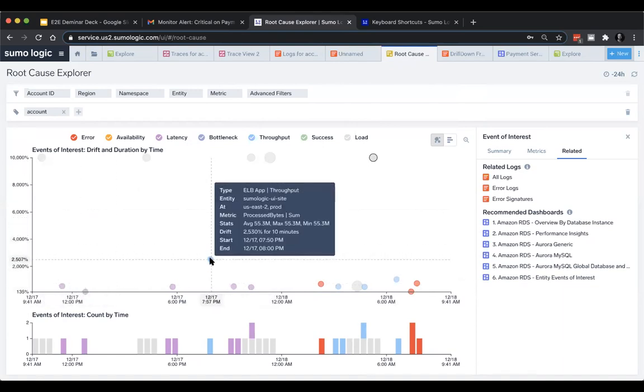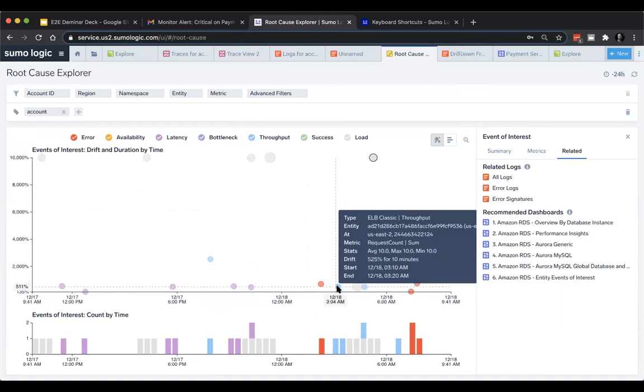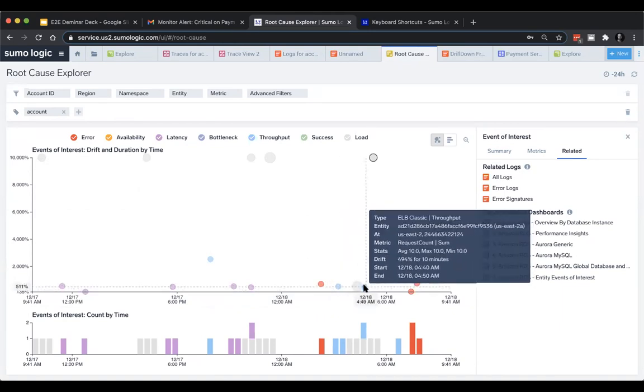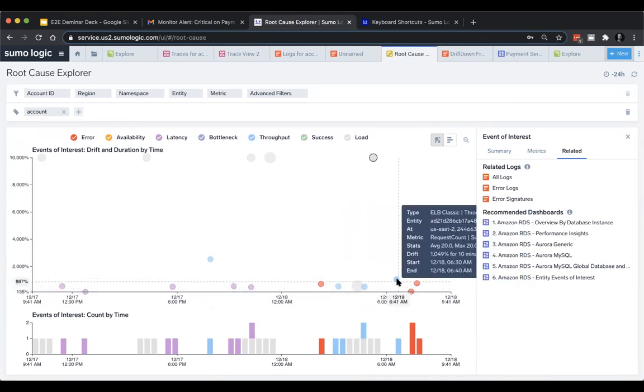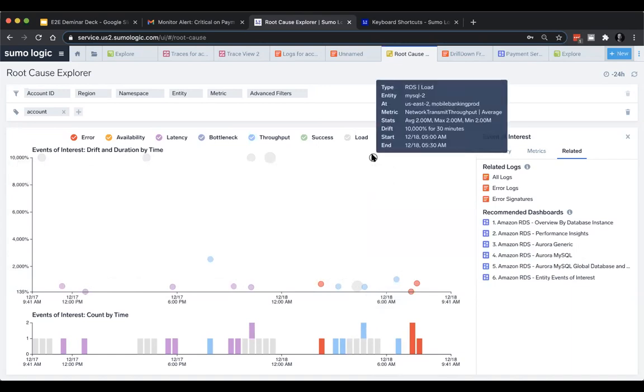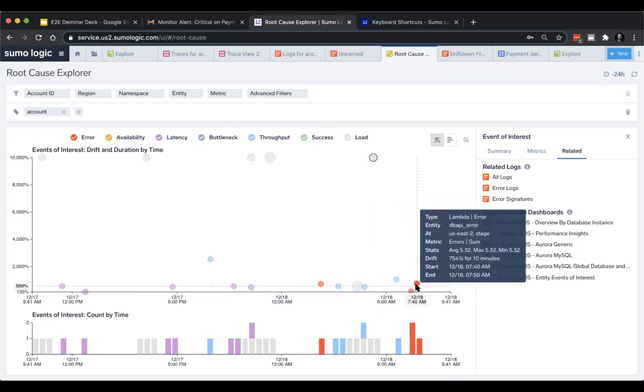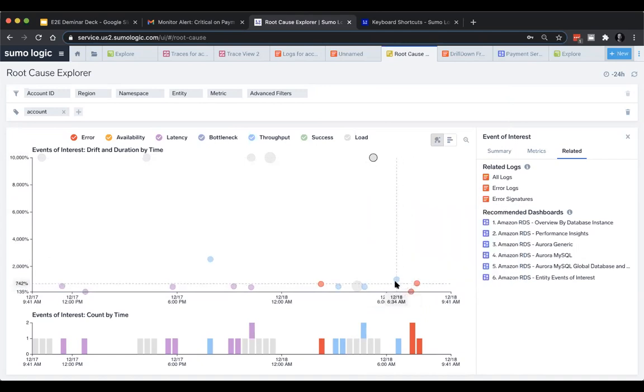Now, the percentage drift is the drift from the normal baseline for any metric. So I'm actually looking at not log data, not trace data, as we were looking at before, but rather the metrics. These are the metrics that are being collected directly from the AWS applications and servers. And I can see right here, I've got a Lambda error that's drifting for 10 minutes. It's almost 800% over normal.